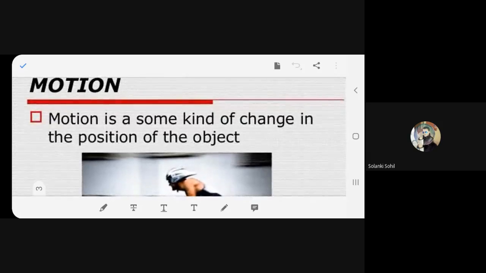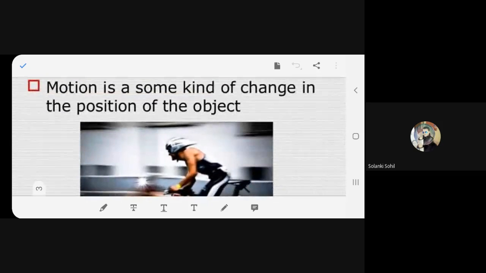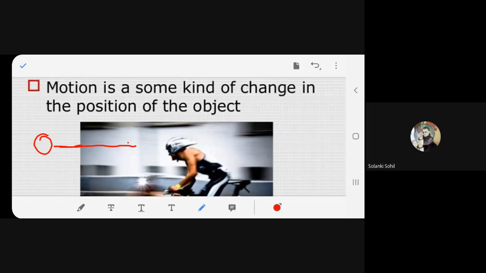What is motion? Please read. Motion is some kind of change in the position of the object. So you agree with this definition, beta? Yes. For example, this is a ball, right? And I kick it or push it. It goes and comes here. Agree?